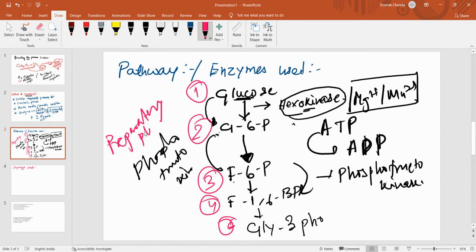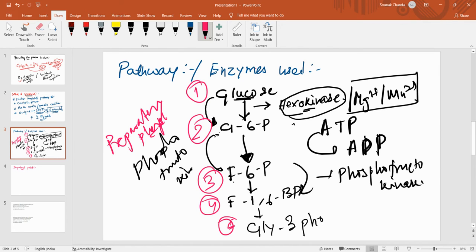Why the preparatory phase? Because in the preparatory phase, we are basically investing ATP to gain a maximum amount. In any kind of business, first of all investment is necessary. Similarly, in the body, whenever glycolysis occurs, in the first 5 steps we invest ATP. Then the question may be asked: how many ATP molecules?